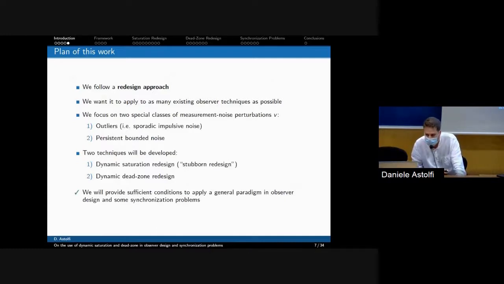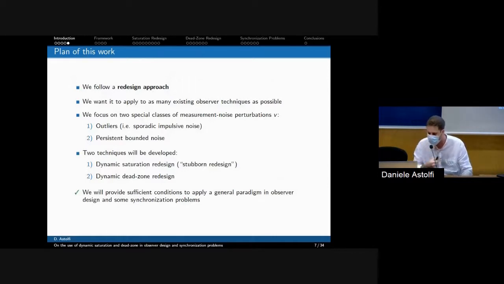And we will focus in particular on two classes of measurement noise perturbation. The first one is what we call in literature outliers. So it's just impulsive disturbances that happen from time to time, sporadic impulsive noise. And the other is some persistent bounded noise that may be, for instance, some white noise. And for these two kinds of perturbation, we will develop two approaches.